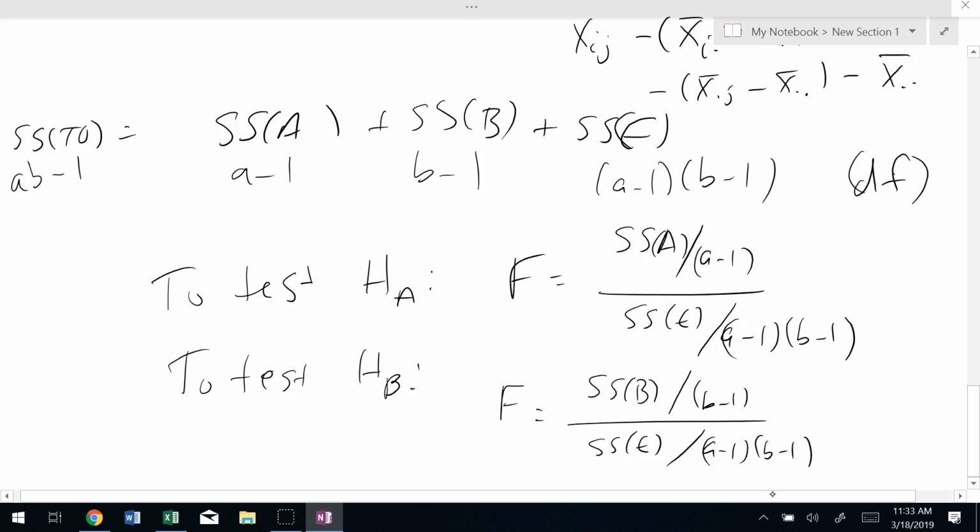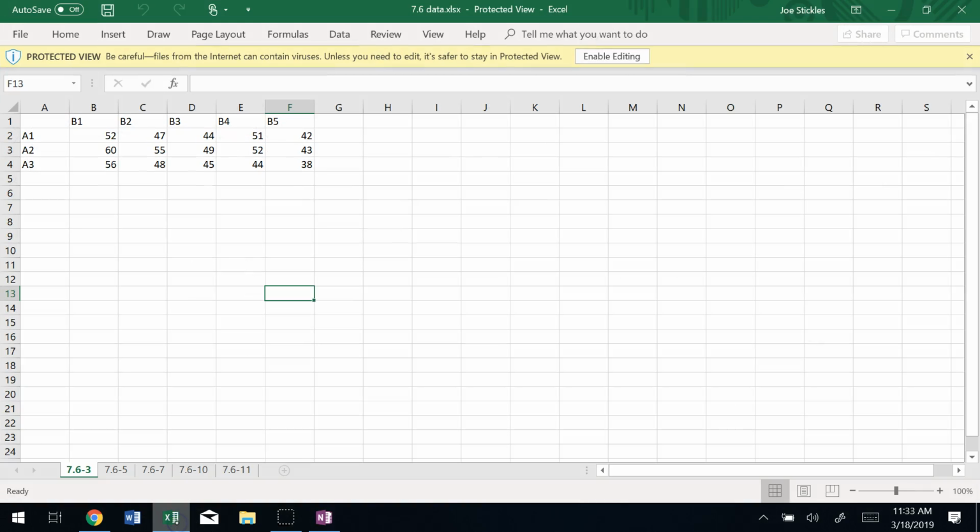not the actual values of whether or not the null hypothesis is true. So we're using that to measure the relative size of that versus the other two, and then making a conclusion based on if that ratio is too big. Because this ratio should be small if the null hypothesis is true, right? If there's no row effect, these two things should be close to each other, or no column effect, depending on which one you're looking at. All right. So let's see if we can look at this. So let's just look at 7.6-3.